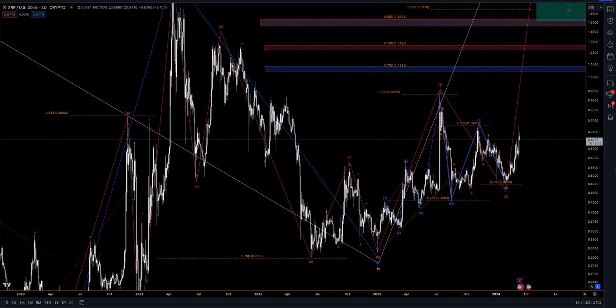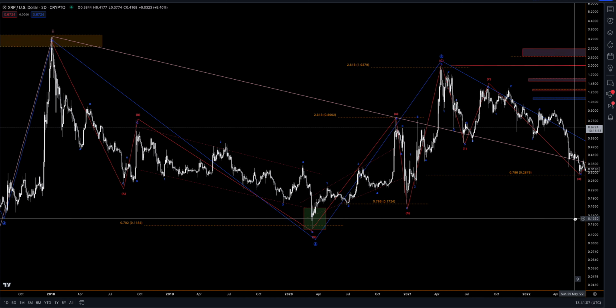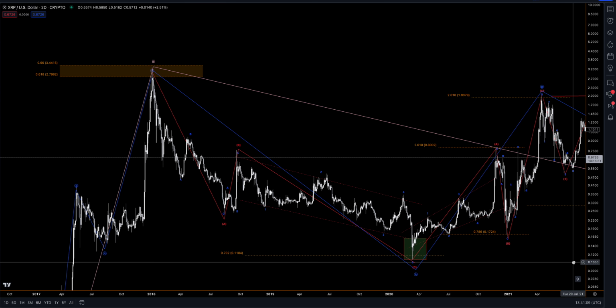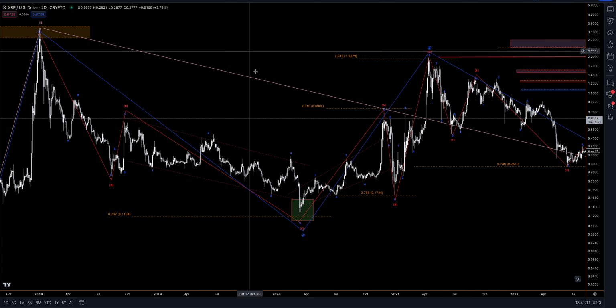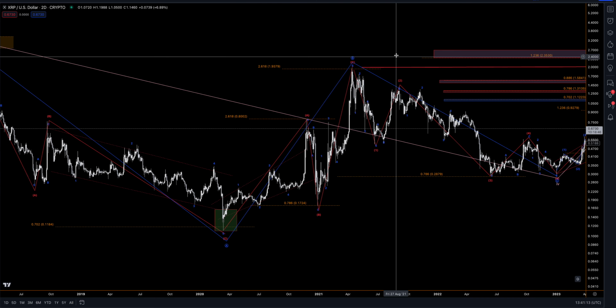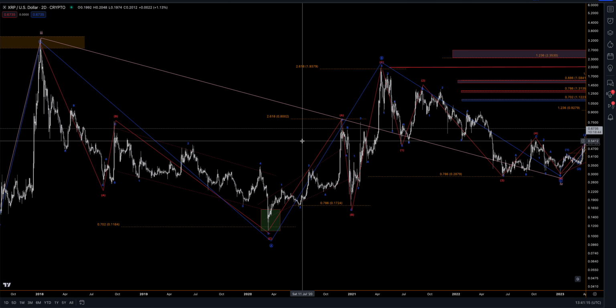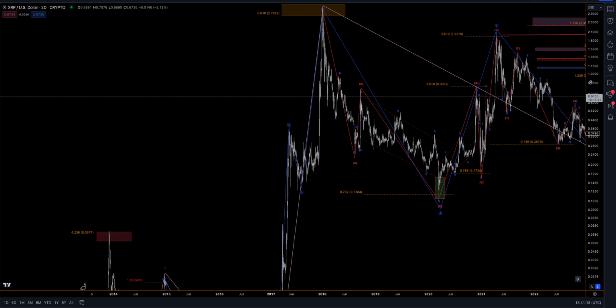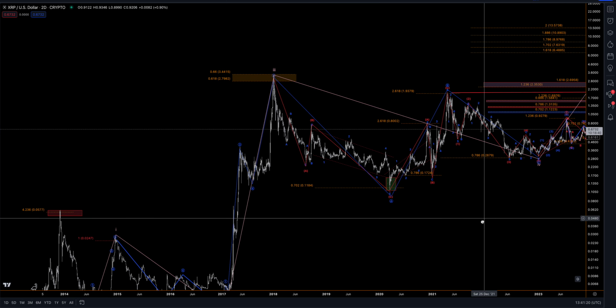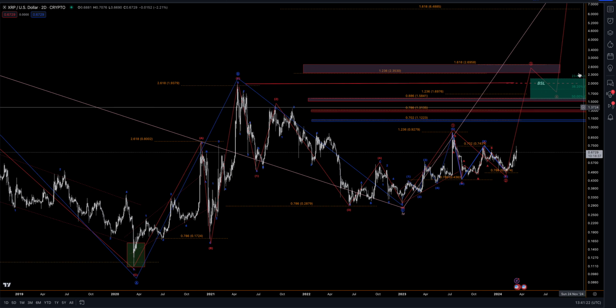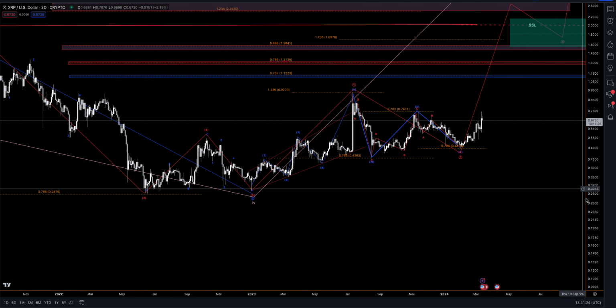And you can see that every single wave that I plotted here is calculated. Okay, you can see that we perfectly hit the fibs everywhere, right? None of this is guesswork. This is full on pure Elliott wave theory. Okay, and precision with the fibs.